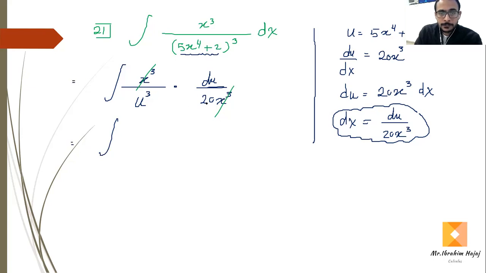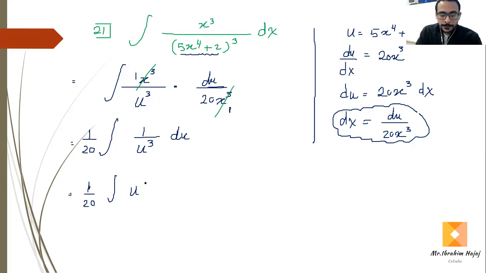No, wait. We have 20 in the denominator, so make it 1 over 20 outside the integral. Take 1 over 20. Here is 1. You cross out the x cubed with the x cubed, so we still have 1 in the numerator and 20 in the denominator. Because it's a constant, write it outside the integral, and you still have the integral of 1 over u cubed du.